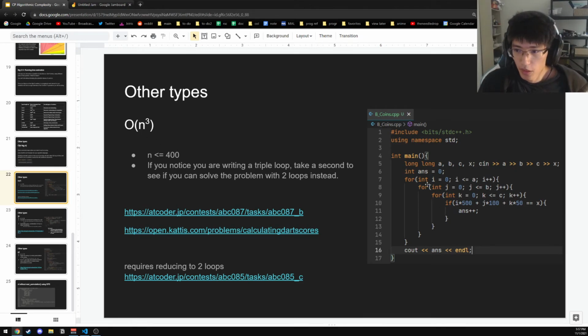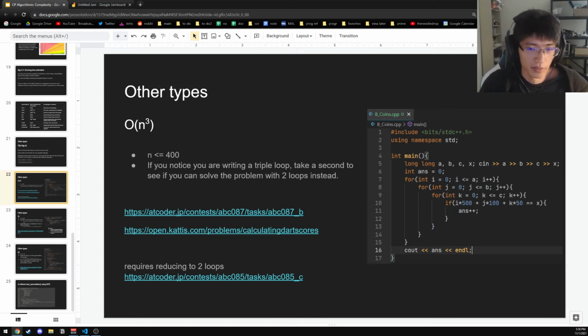And something else. Let's say you have 3 loops and you're doing one thing inside. So this is n times, and this is n times, and this is n times. So this might be n cubed time complexity. In this problem, you're inputting a, b, c, and x, and this is dependent on a and b and c. So you might also describe it as order of a times b times c. And a lot of the time you can simplify it down to 2 loops instead.